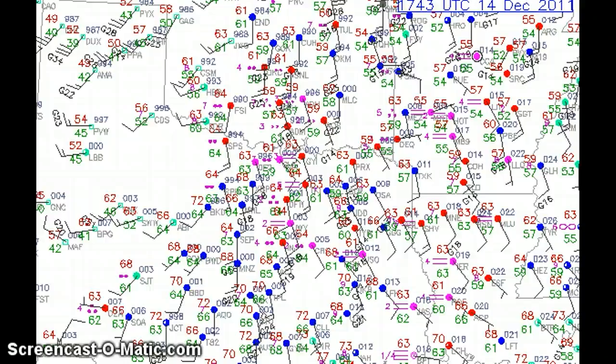We're doing a video outline here of the potential for severe weather, and I want to show you why there's potential for severe weather and where you would look for it. This is a surface plot of Texas. Oklahoma's up here. Here's the Panhandle of Texas. So this is the area of Texas.